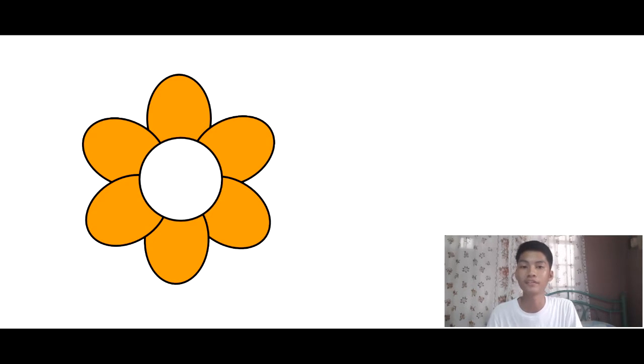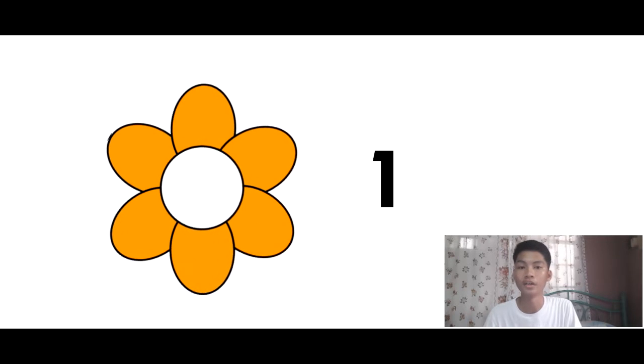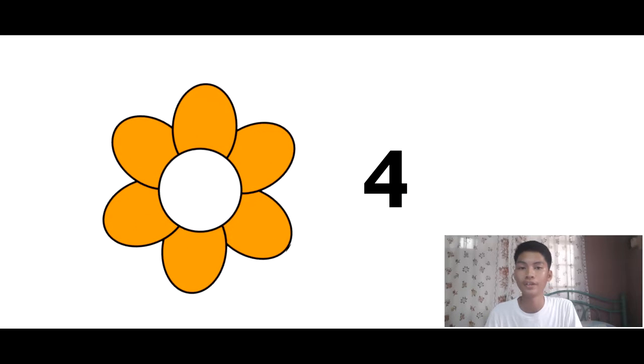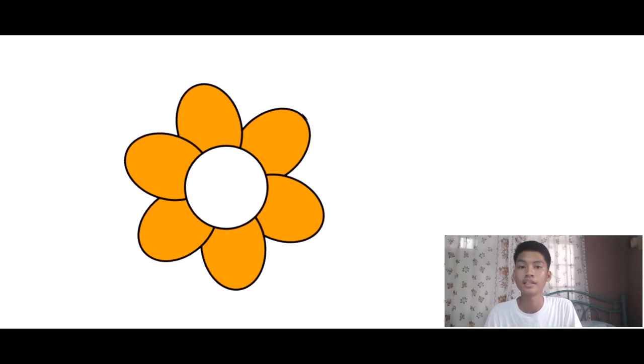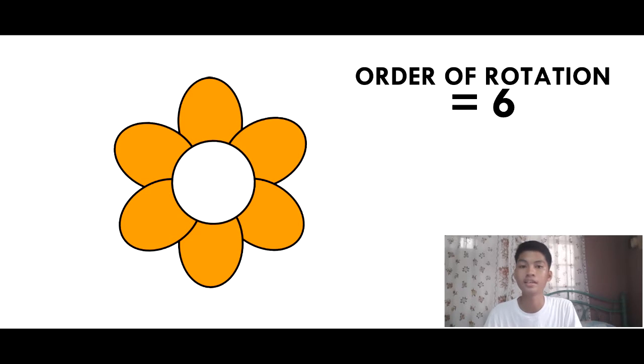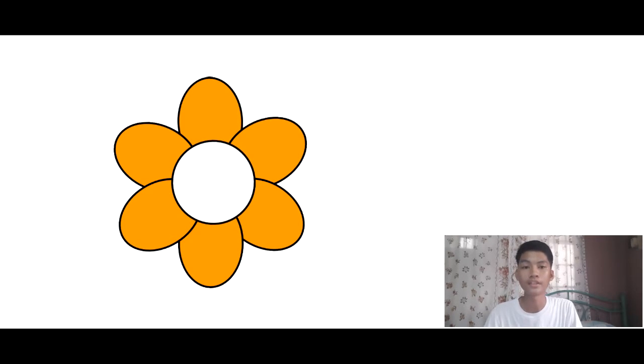Ikot natin yung flower. 1, 2, 3, 4, 5, 6. So our order of rotation is equal to 6. Next is angle of rotation.